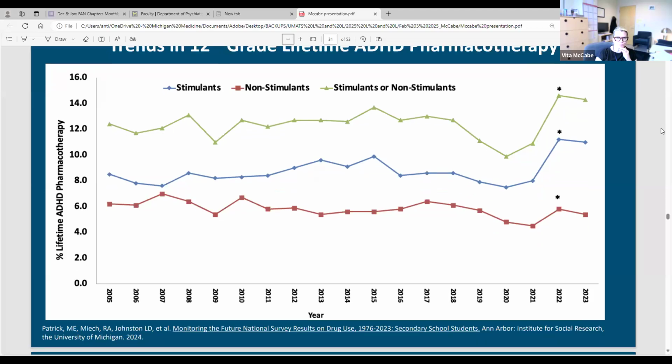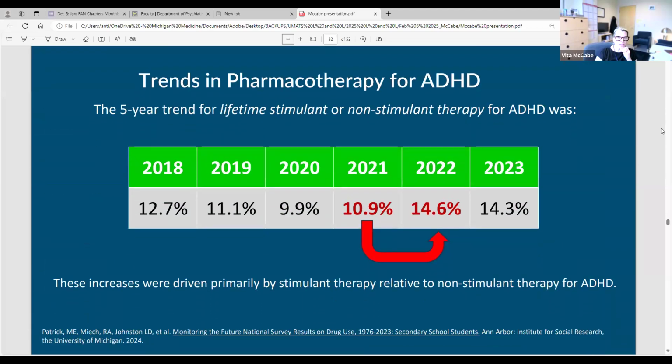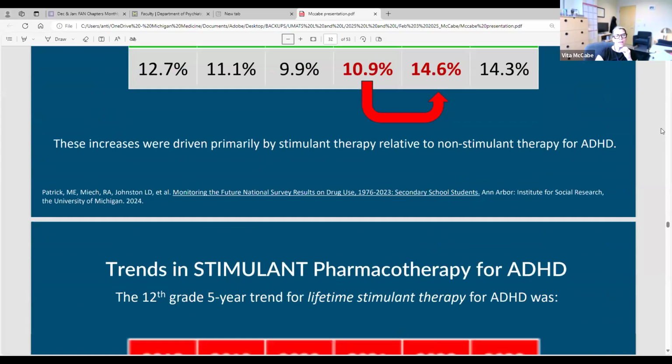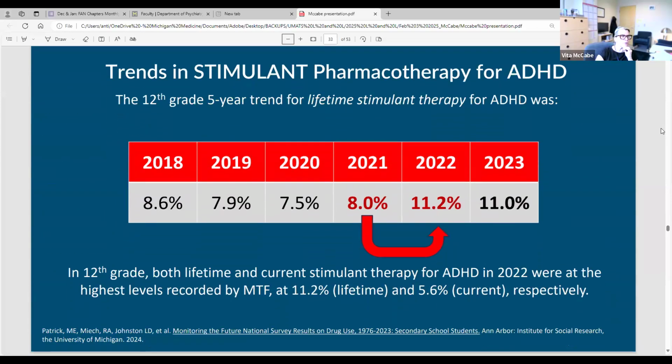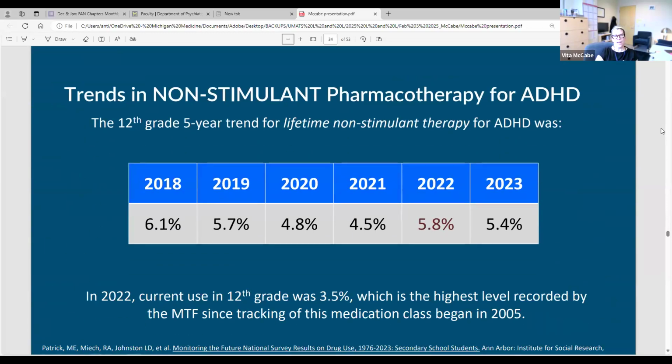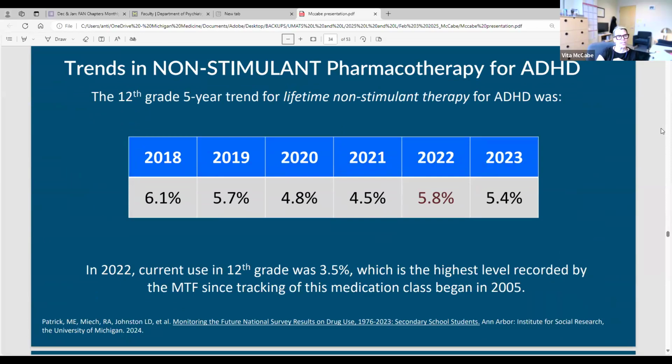The majority of the uptick was from increased stimulant use during COVID. Next slide. And here's the number. This is stimulant and non-stimulant, an uptick of almost 5%, just under. Next slide. The majority of which is accounted for by prescription stimulants. Next slide. Non-stimulants were really a fraction.